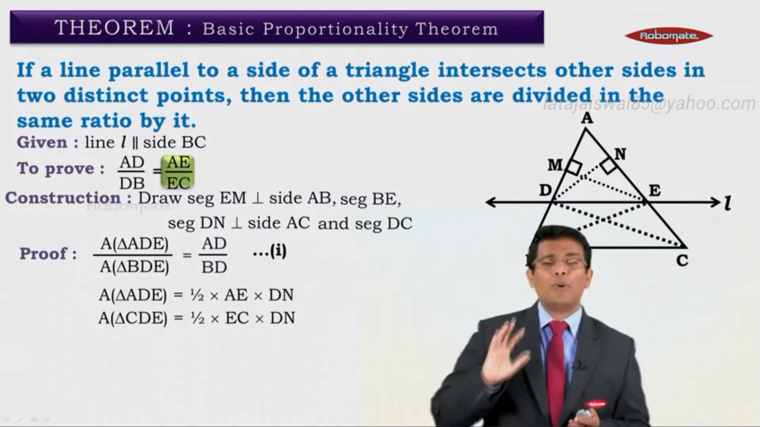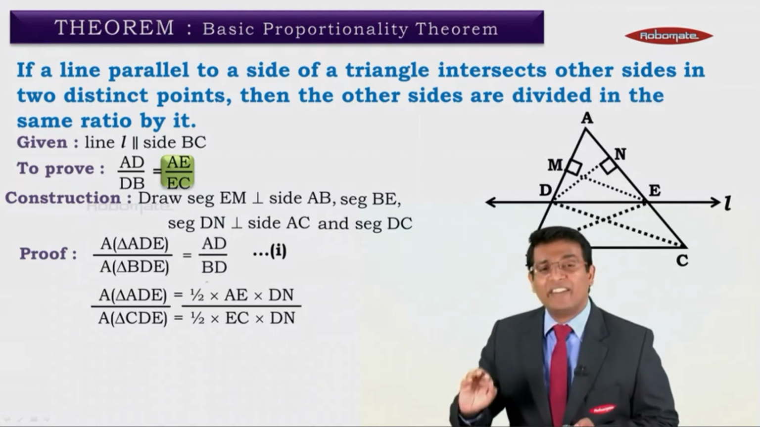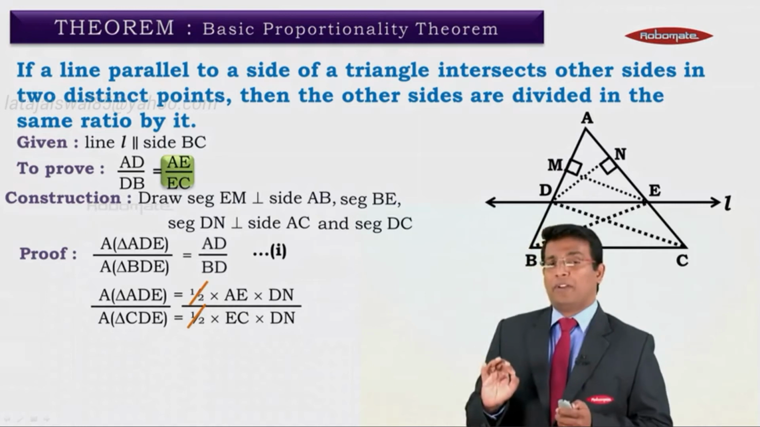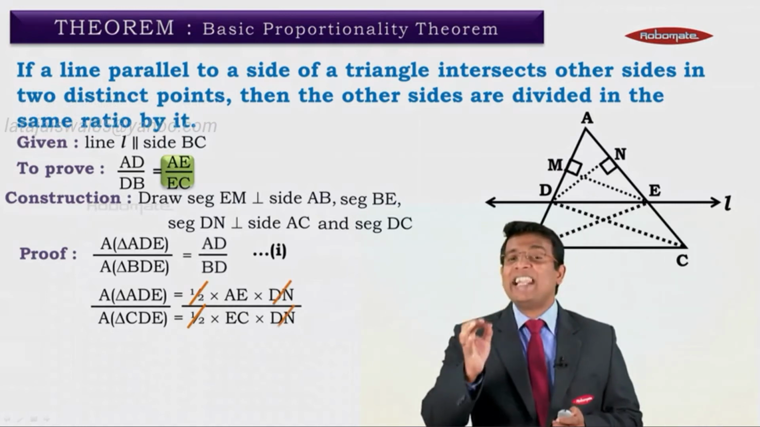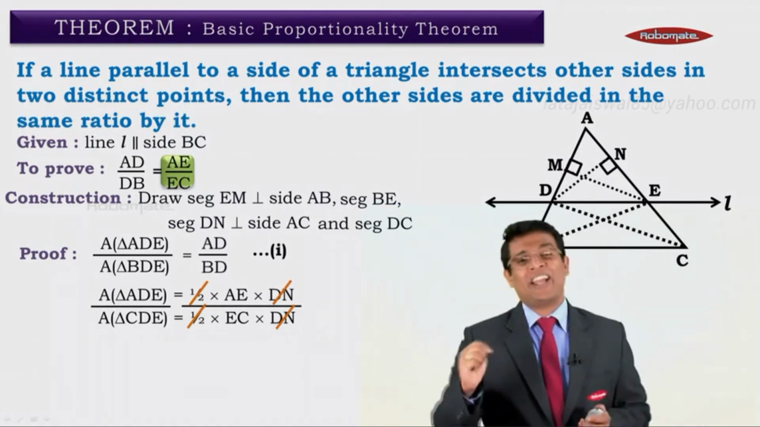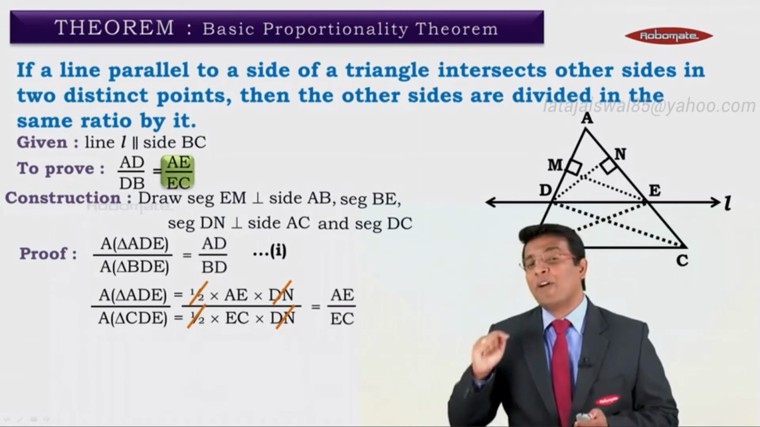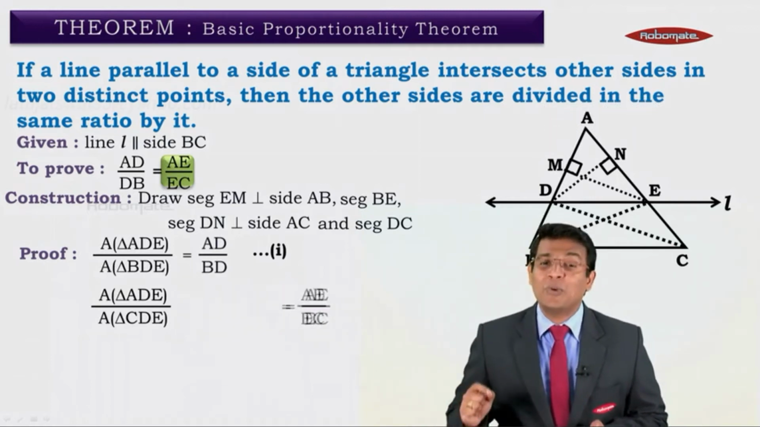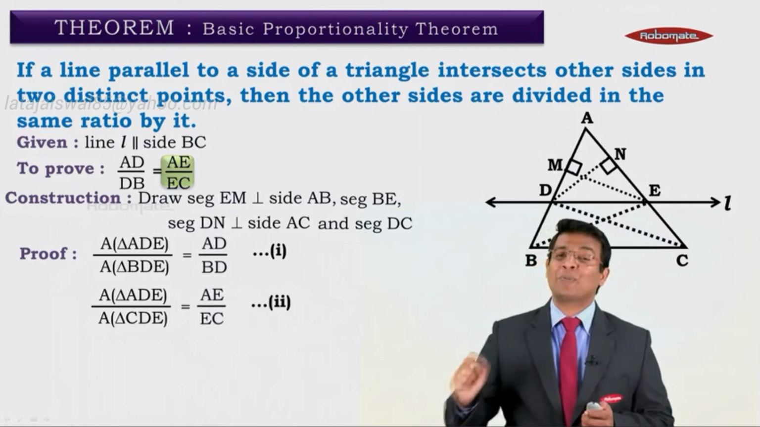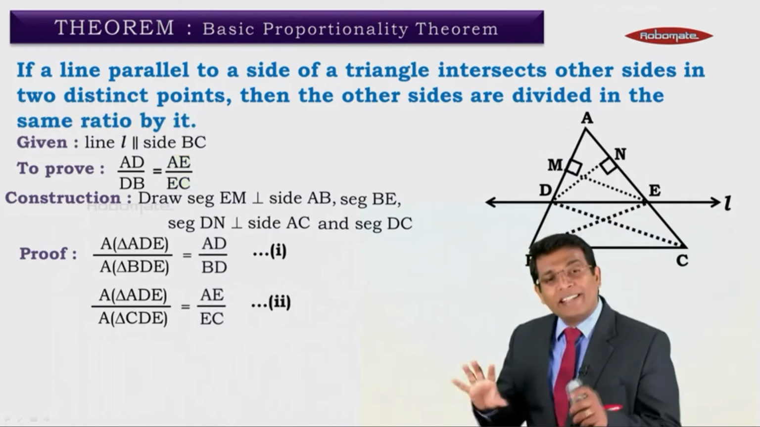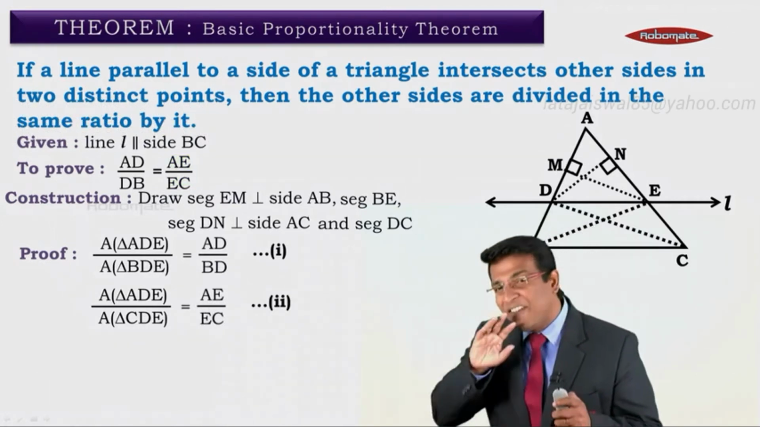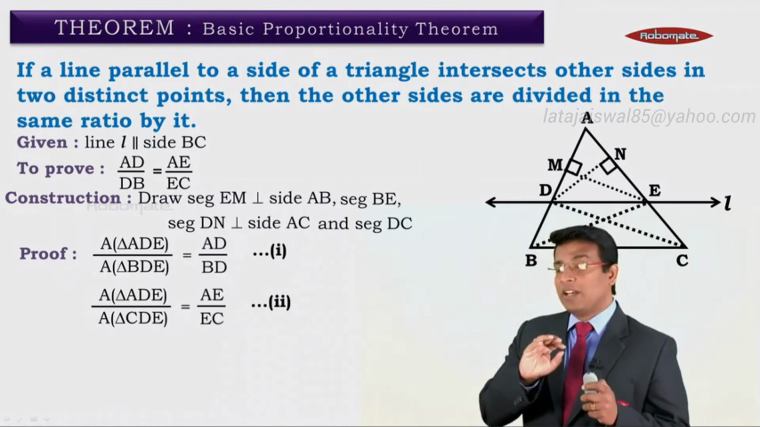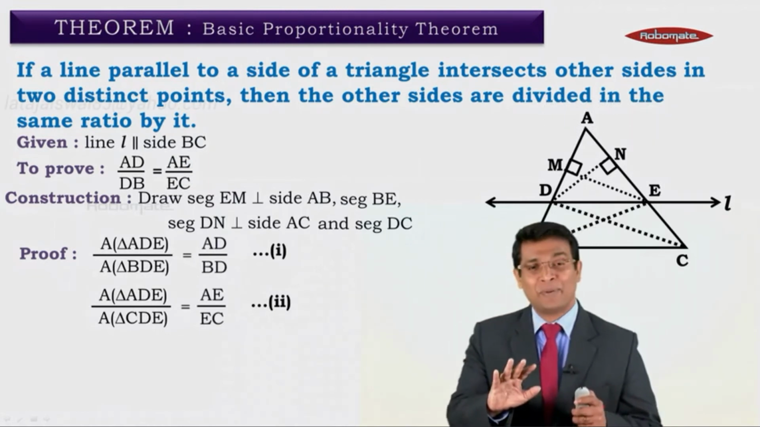Simple? Beautiful. Now we divide it. When we divide the numerator and the denominator, the half and half cancel, and DN gets cancelled. So we have area of triangle ADE upon area of triangle CDE is equal to AE upon EC, and that happens to be our statement number 2. So now both the ratios, the left hand side ratio we got in statement number 1, and the right hand side ratio we got in statement number 2.